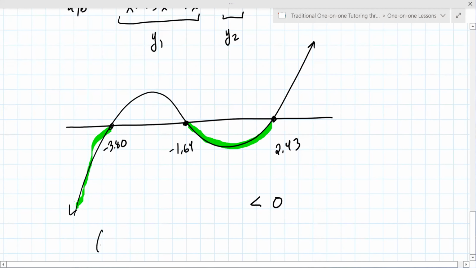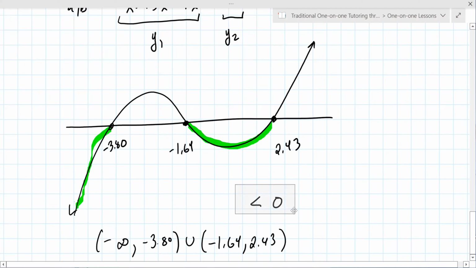Well, it's less than 0 from minus infinity to minus 3.80. So we're looking at the x values. And then from minus 1.64 to 2.43. That's where it's less than 0. It could also ask you where it's greater than 0. So it's greater than 0 in these other regions.